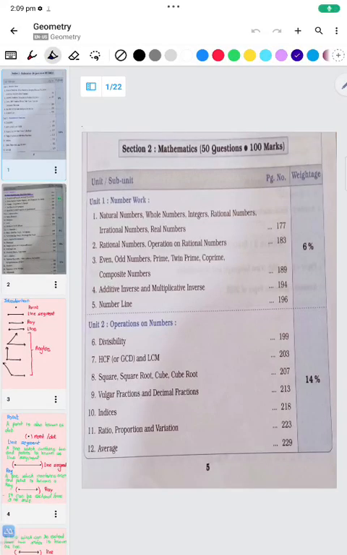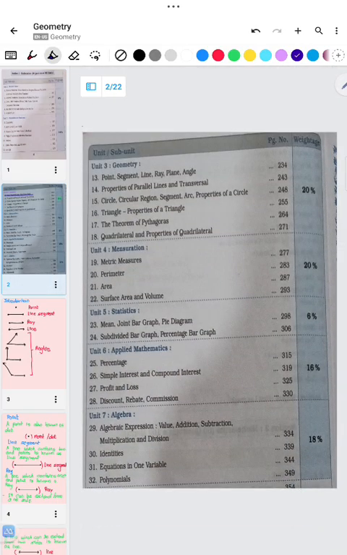Hi friends, from today we are learning about scholarship mathematics, in which I am starting our chapter geometry because the weightage of the chapter is highest among all chapters. Our first chapter is point, segment, line, ray, plane and angles. The weightage of this chapter is 20%. It is the highest weightage among all chapters.